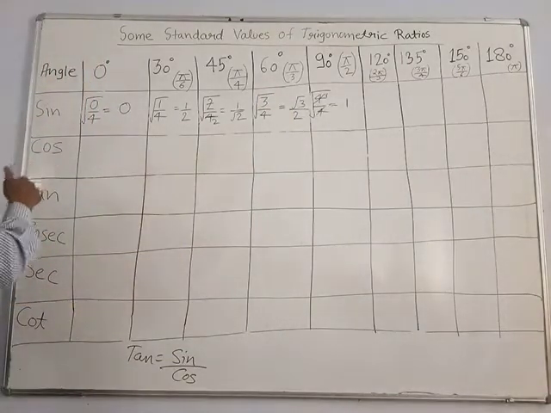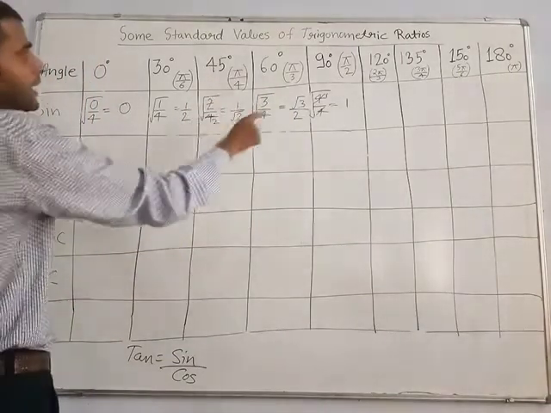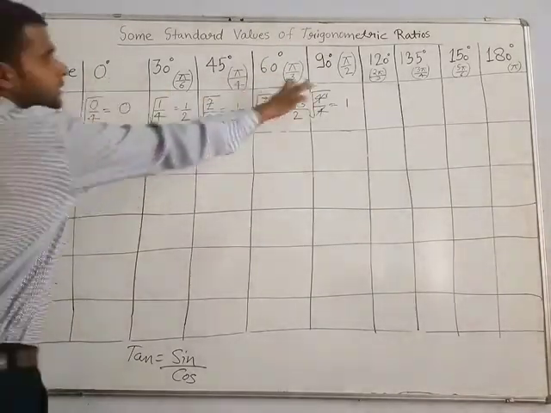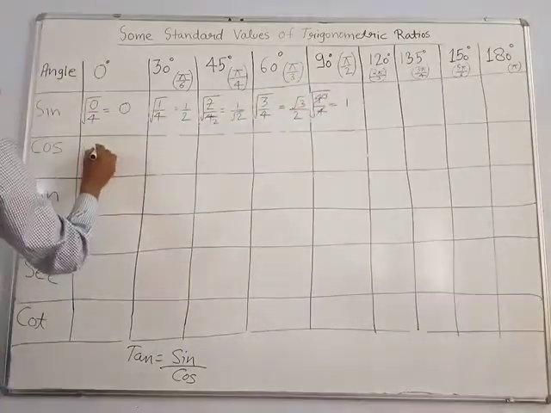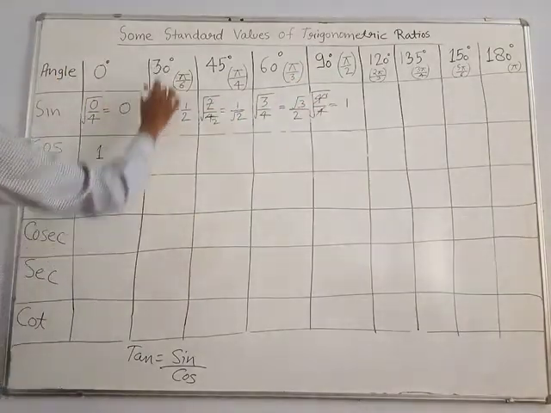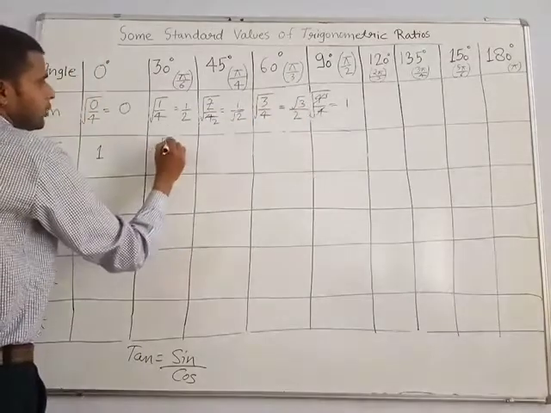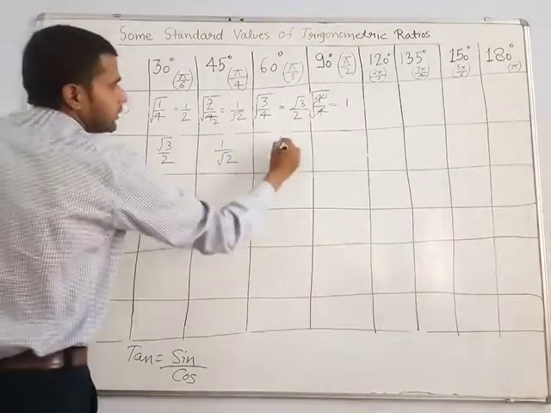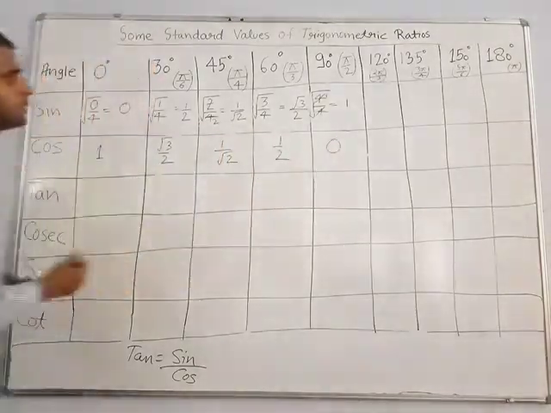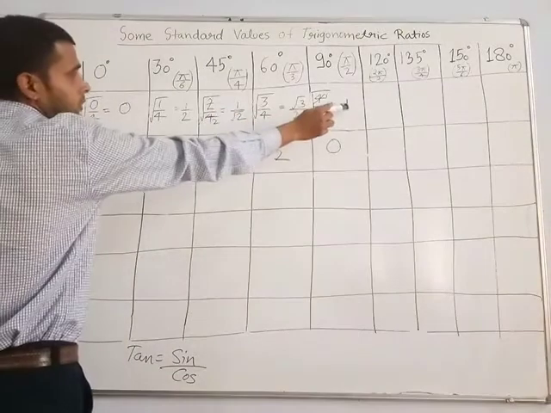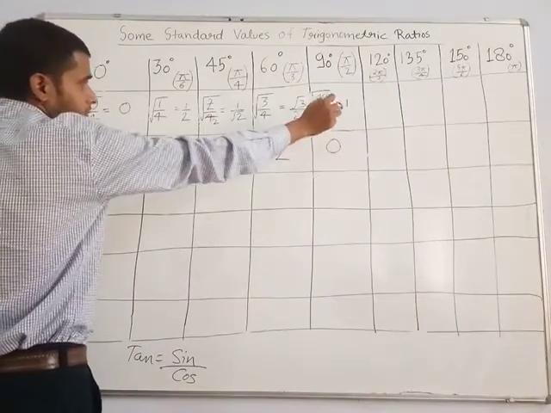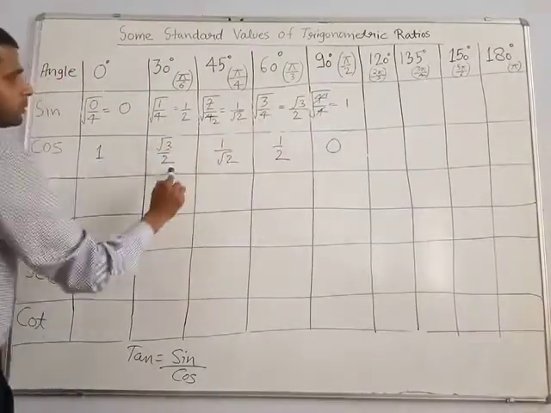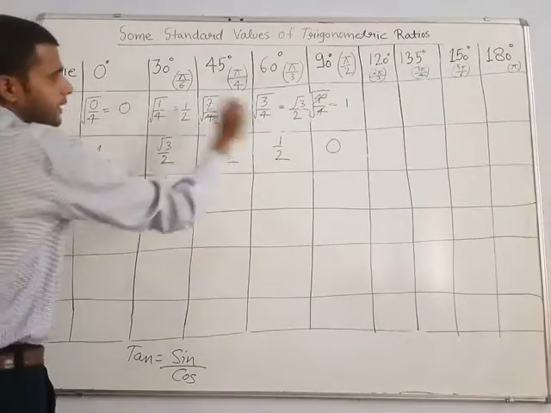Now cos. The values of cos are the opposite order of sin, from 90, 60, 45, 30 to 0. So cos 0 is the value of sin 90, that is 1. Then cos 30 is root 3 upon 2, then 1 upon root 2, 1 upon 2 and last is 0. So you have to arrange sin from 90 to 0: 1, root 3 upon 2, 1 upon root 2, 1 upon 2 and 0.